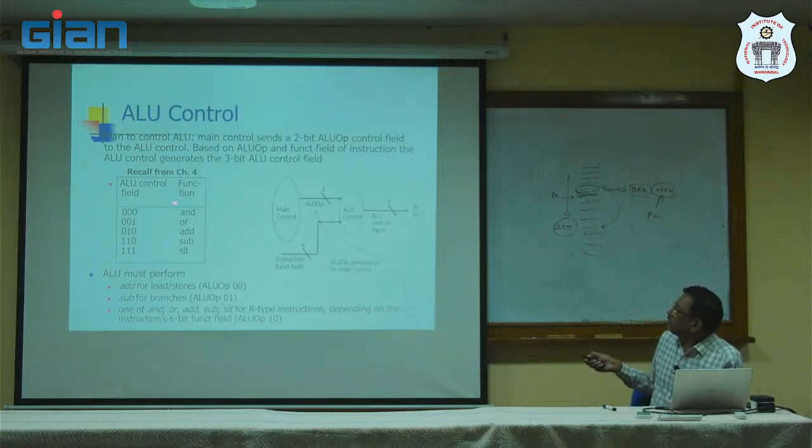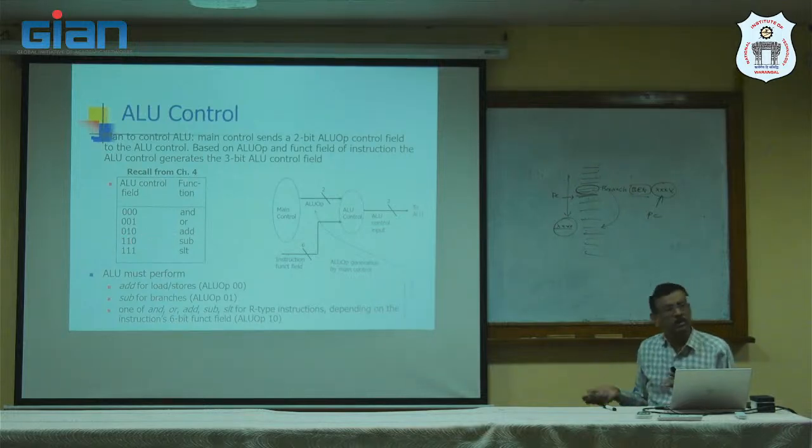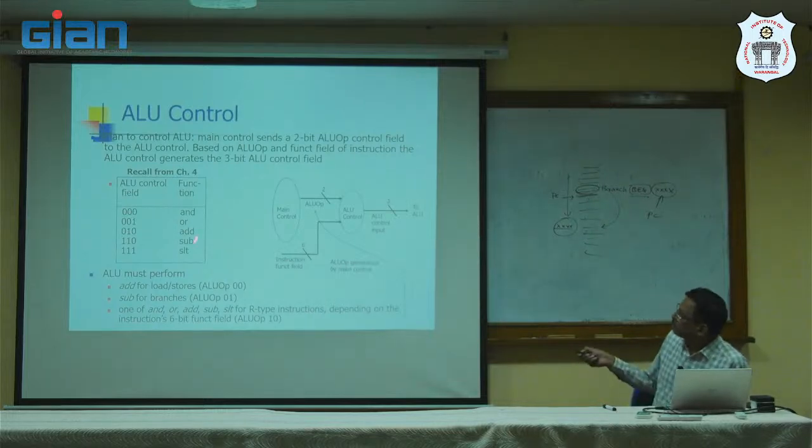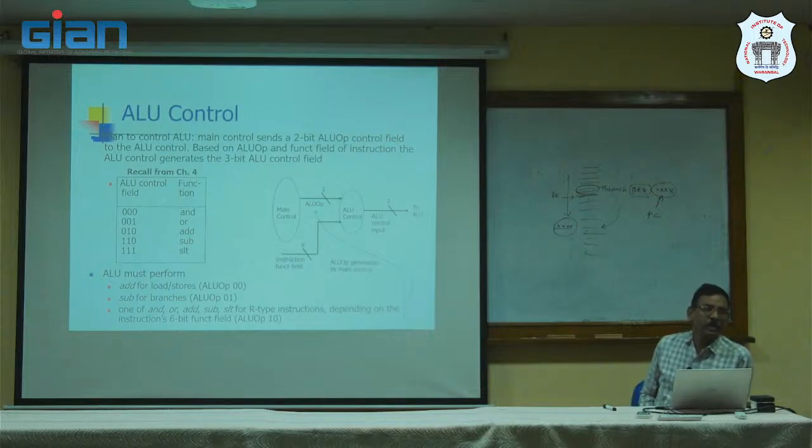If you see the functional field, the ALU control field is 3 bits: 000 for AND operation, 001 for OR, 010 for add. This we can decide ourselves because you are designing it completely yourself. If you write your own assembler, this is completely your choice. You can select which bits stand for what.